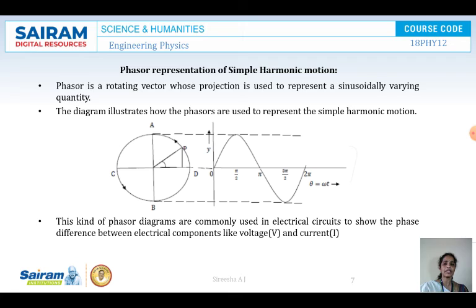If you see the diagram, as a simple harmonic motion undergoes from 0, it is a sine wave. Simple harmonic motion we can represent as a sine wave which moves from 0, goes to an extreme position, comes to the mean position, goes to the negative extreme position and comes to the mean position. Here it is represented with a phasor rotation using a circle. This kind of phasor diagram is commonly used in electrical circuits to show the phase difference between electrical components like voltage and current.